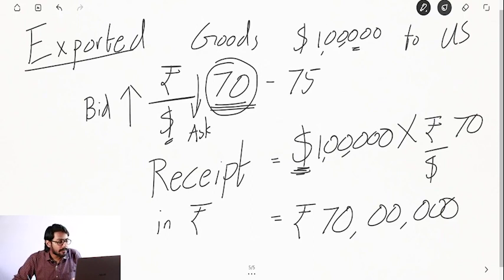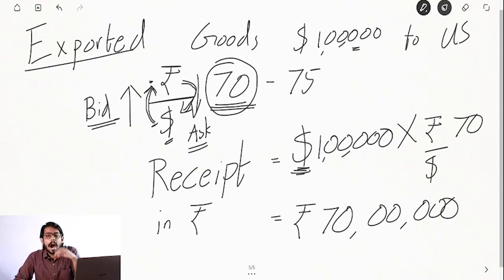If you are moving from dollar to rupee, you are moving up. If you are converting dollars to rupees, you are moving up. You need the bid rate, up the bid. If you are moving down, you are converting rupee to dollar. You are going down. You need the ask rate.